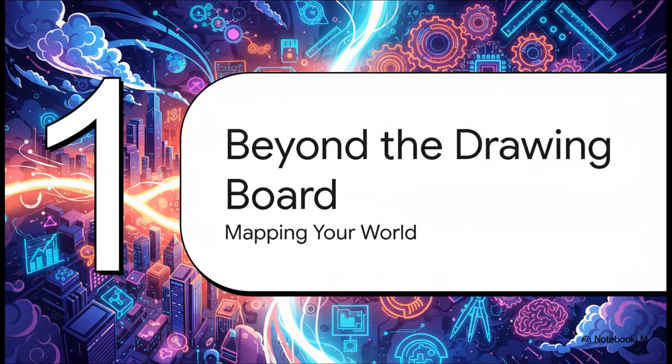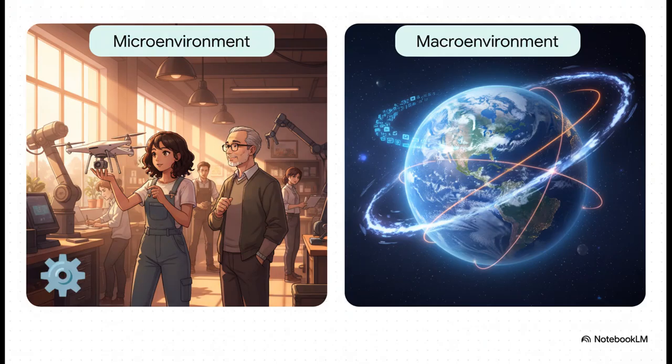Okay, so how do we actually read this map? It really just means looking up from your sketchbook, beyond the drawing board, and understanding all the stuff that influences your work. It's not as complicated as it sounds. We can basically break this whole world down into two key layers. So here they are, the microenvironment and the macroenvironment.